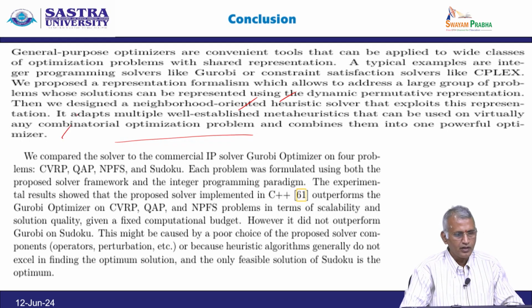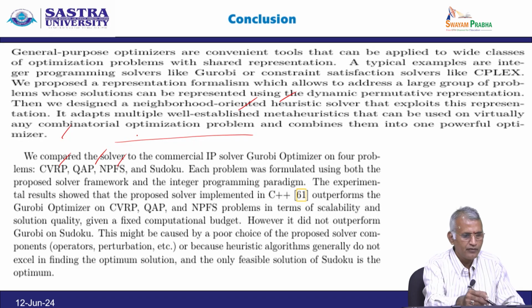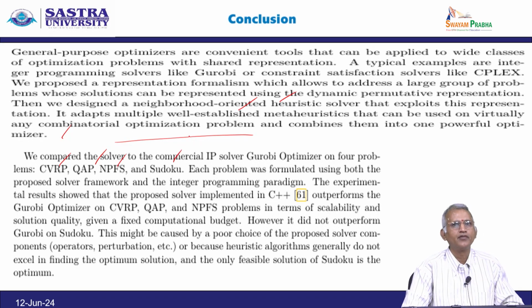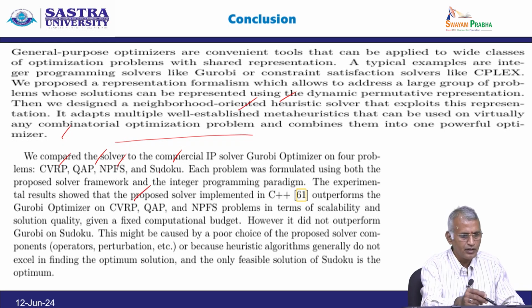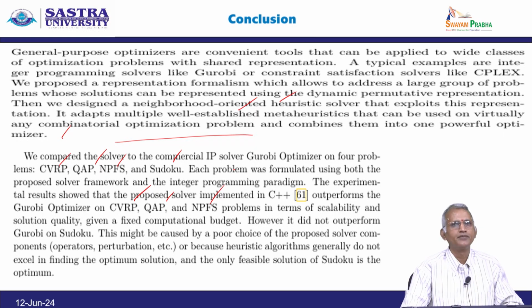So, we compared the solver to the commercial IP solver, Gurobi optimizer, on 4 problems: CVRP, QAP, NPFS and Sudoku. Each problem was formulated using both the proposed solver framework and the integer programming paradigm. The experimental results showed that the proposed solver implemented in C++ outperforms the Gurobi optimizer on CVRP, QAP and NPFS problems in terms of scalability and solution quality given a fixed computational budget.